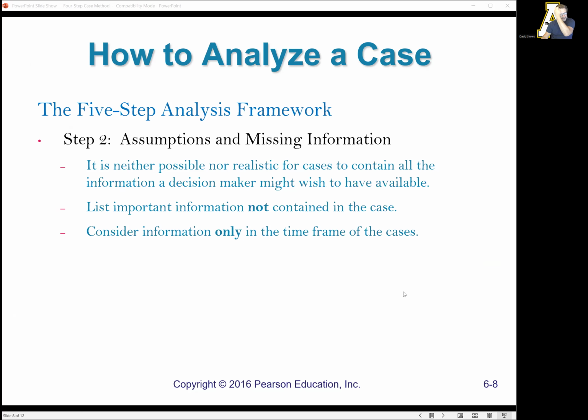So the next thing is, when you're going through the information and gathering it in a SWOT analysis, just remember that it is neither possible nor realistic for cases to contain all the information that a decision maker might wish to have available. This is where you start to do research.